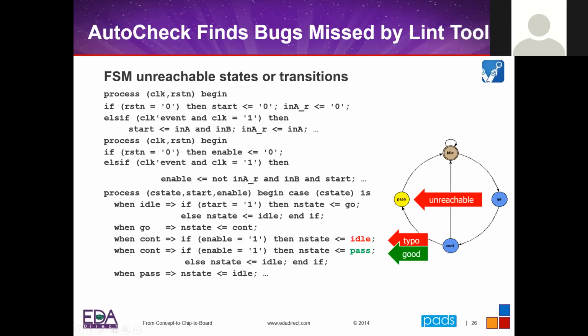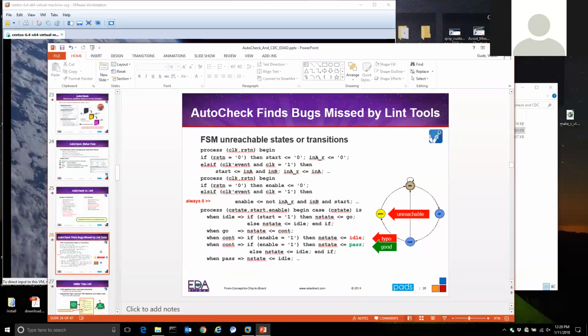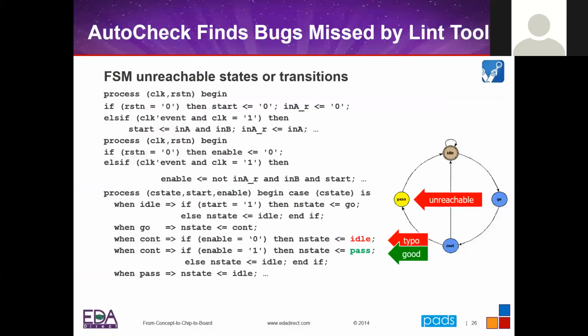Okay, that's something that probably a static tool would find, and that even looks like it should have been if enable is 0, then I go to the state pass. I think that should have been a 0. I think that was the intention here. Typo that I hadn't seen before. So a static checking tool would say this was fine.